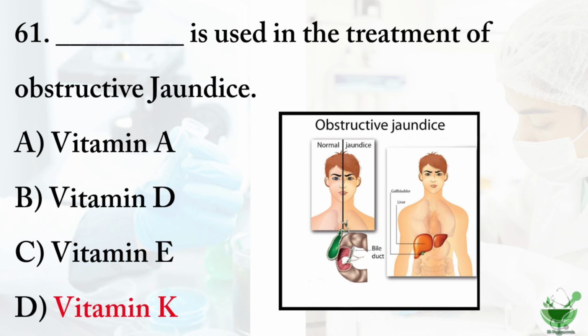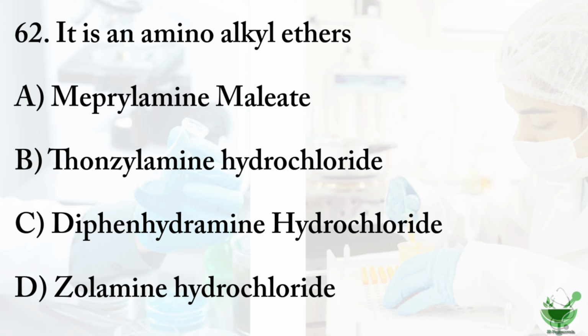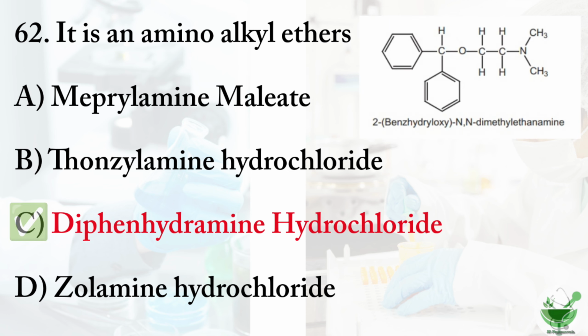Then question number 62. It is an amino alkyl ether. The options are option A, meprylamine maleate, option B, tonsillamine hydrochloride, option C, diphenhydramine hydrochloride, option D, zolamine hydrochloride. The correct option is option C, diphenhydramine hydrochloride.